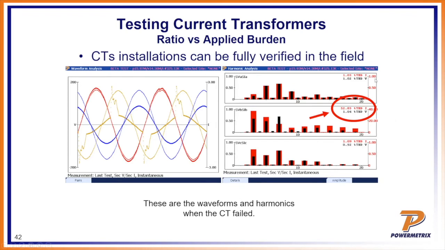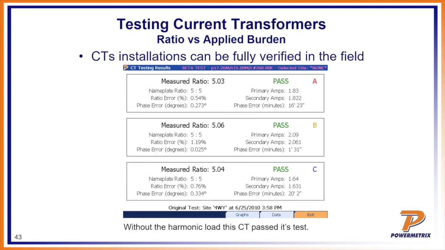You can also see what's going on with the harmonic load on there. You can see how badly it disrupts the waveform here. This was actually a switching power supply we had on the CT, and it had about a 50% harmonic distortion on B phase. So you can see how easy it is to see when that thing fails. And it passed. So we take out the harmonic load, and it passes with flying colors.